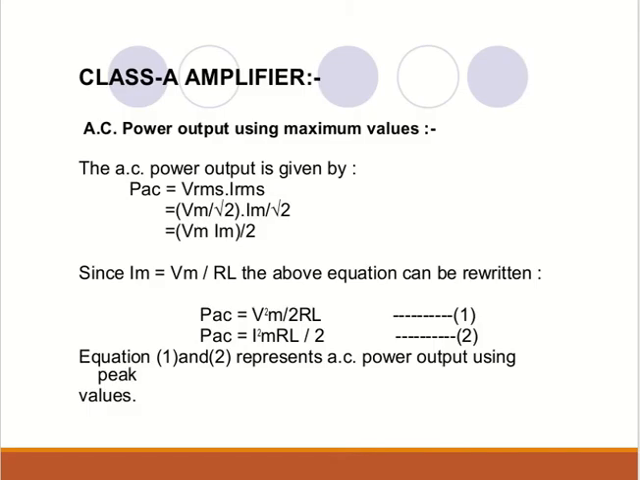So in Class A amplifier, now we want to find out the AC power output. The AC power output is given by Vrms into Irms. Vrms is Vm by root 2 and Irms is Im by root 2.